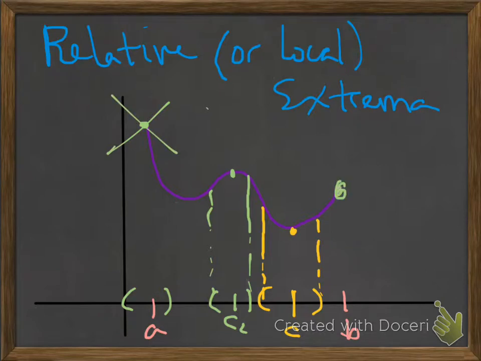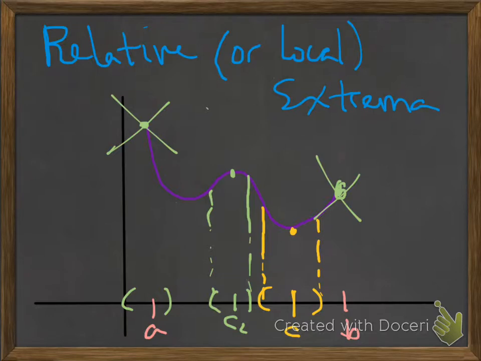Similarly, over here for b, we don't let that be the location of a relative or local extrema as well, because any open interval I put around b, or any open interval that contains b, will have values in that interval where the function is not defined. And if that's the case, then we don't allow it to be a relative extrema.